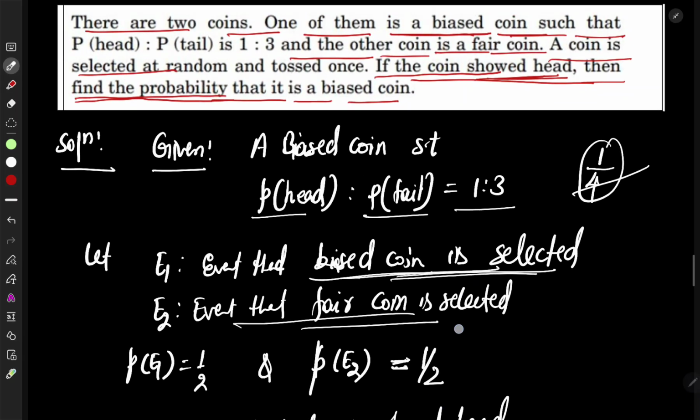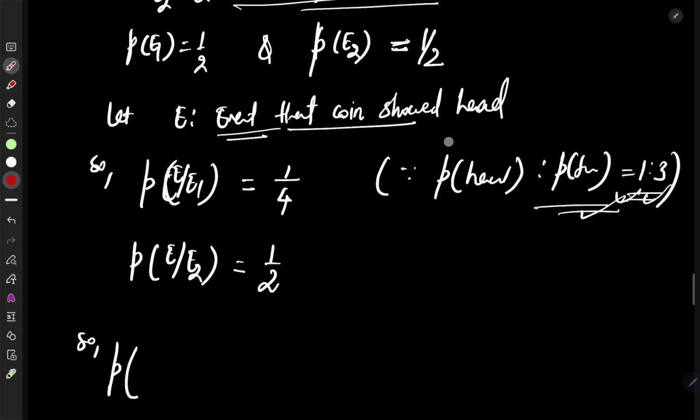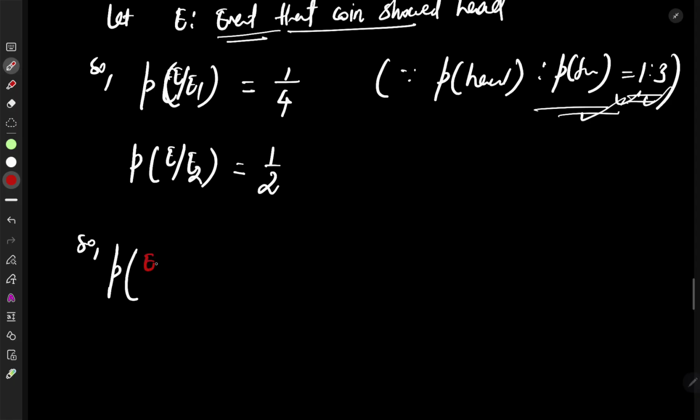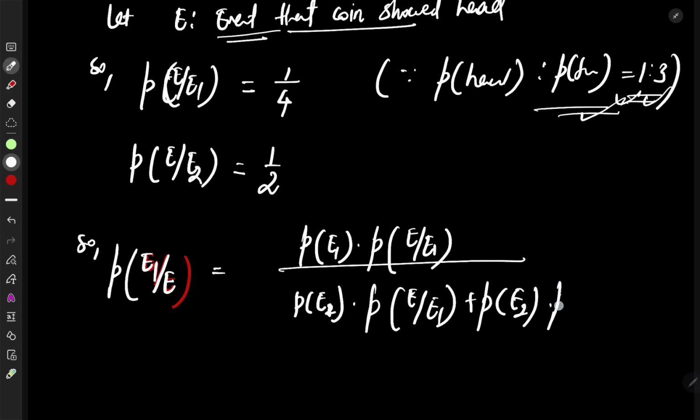What is being asked? The probability being asked is that the biased coin was tossed, meaning the probability of event E1 when E has already occurred. It will be probability of E1 into probability of E when E1 occurred, divided by probability of E1 into probability of E when E1 occurred plus probability of E2 into probability of E when E2 occurred.